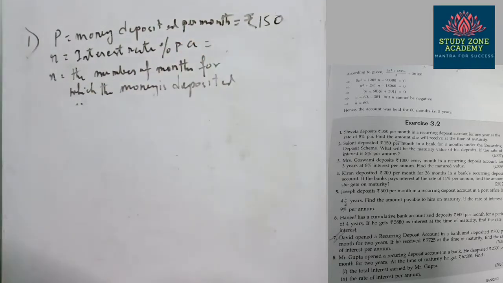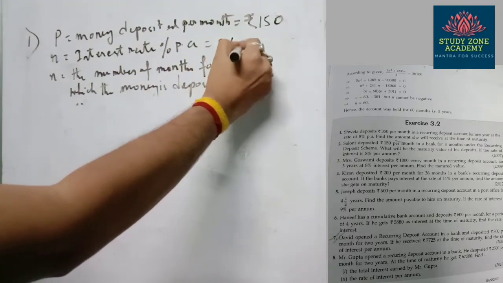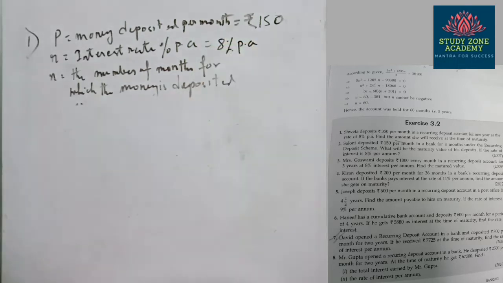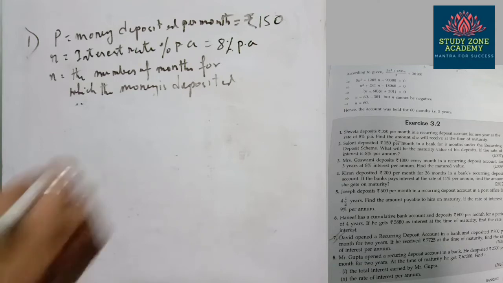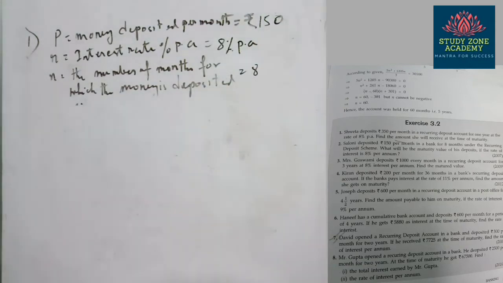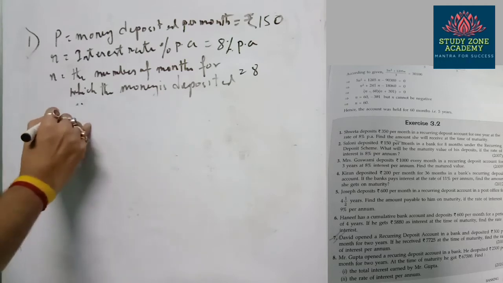Rate is 8% per annum. Time is 8 months. Fine. Let us proceed with the sum.